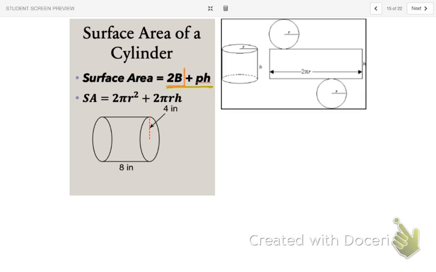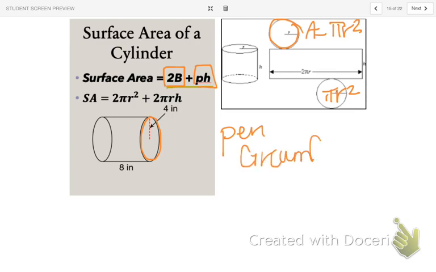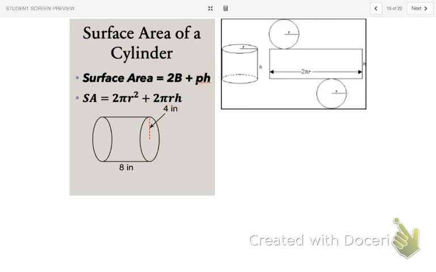So we're talking about 2 times the base of the shape. In this case, a circle. The area of a circle is pi r squared. So you have 2 of those. And then P times H, where P is the perimeter of the base. Well, the perimeter of a circle is called the circumference, and the formula for circumference is 2 pi r, and then we just multiply it by the h. So if you remember that whole 2 pi r squared formula, great. If you forget it for any chance and you remember the 2B plus PH, then you can get to the official surface area.